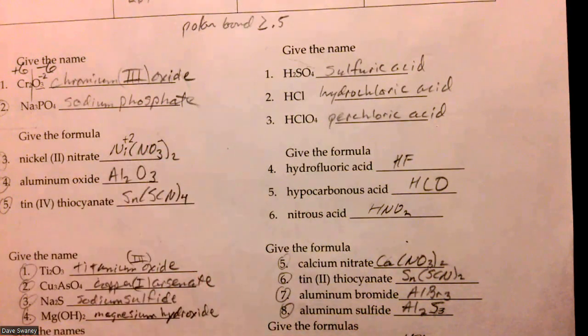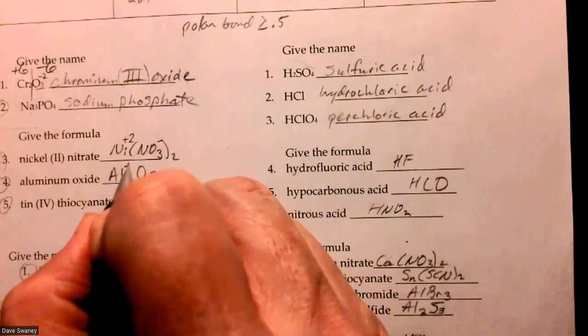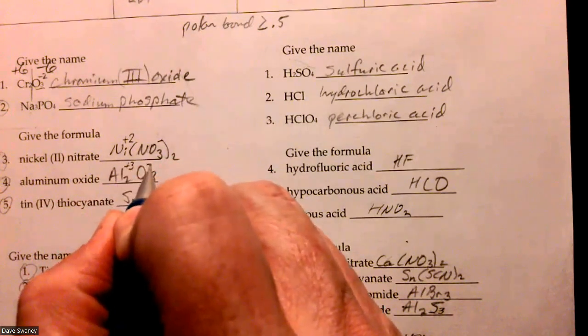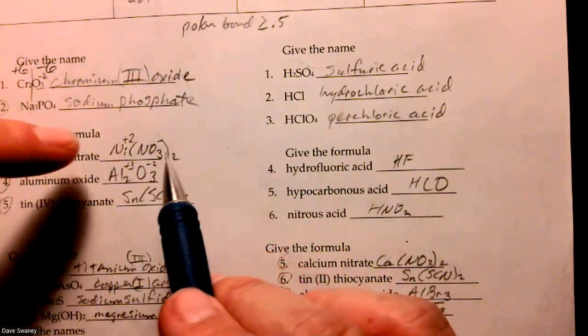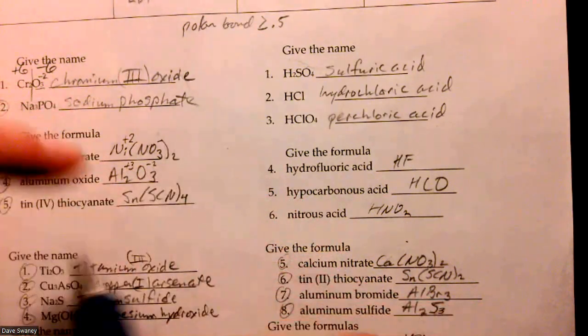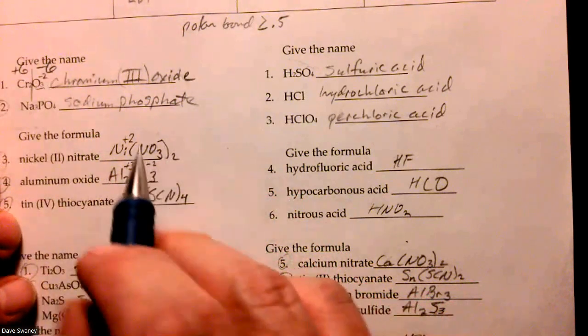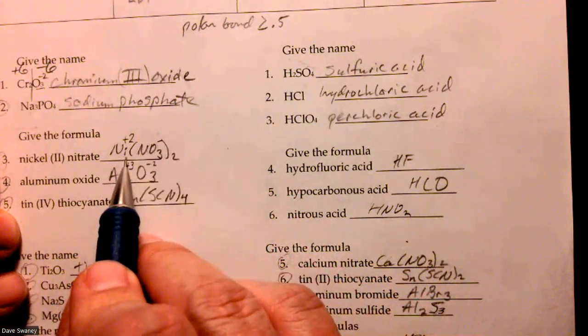Aluminum oxide. Aluminum is in your +3 column. Oxygen is in your -2 column. And the charges, notice, usually go down and across. So the 2 went here, the 1 went there, invisible 1.